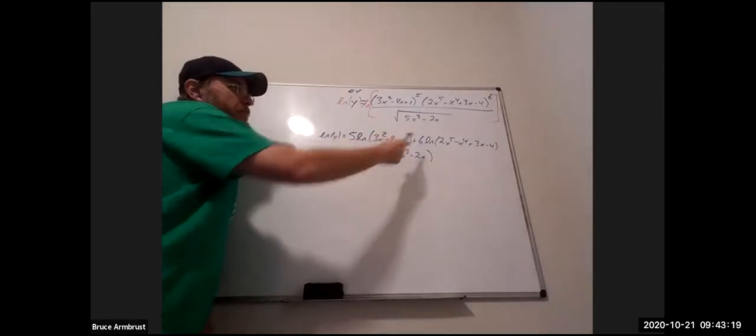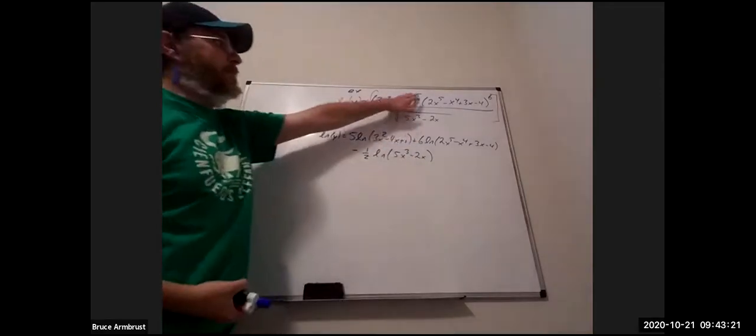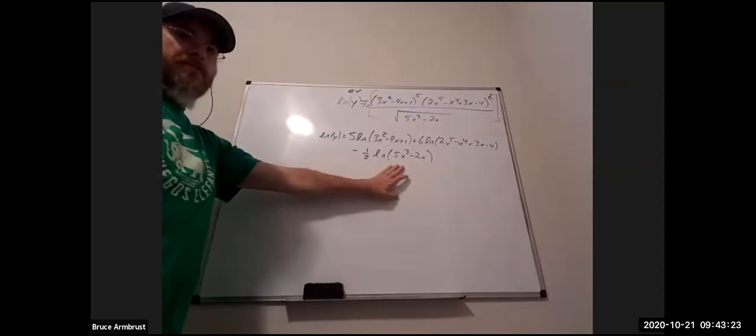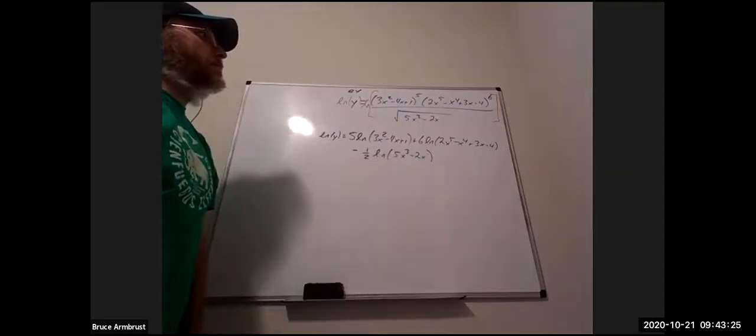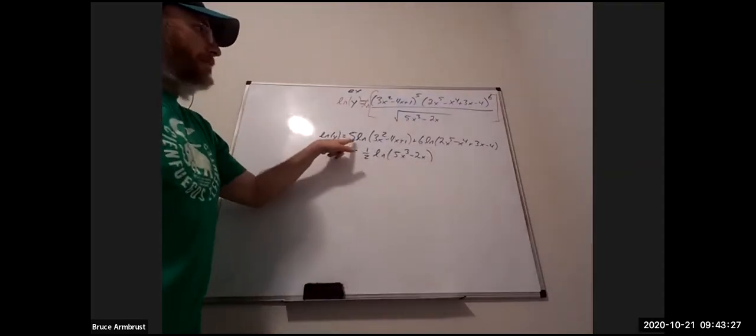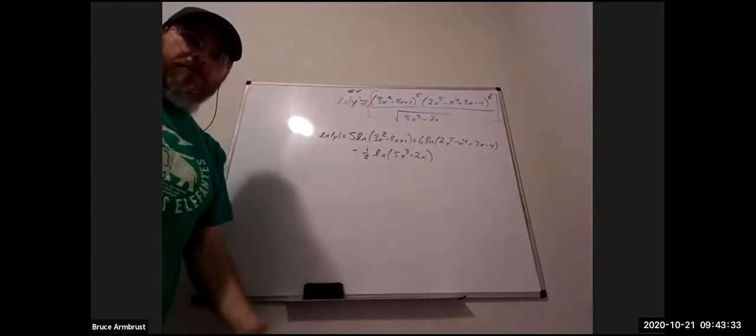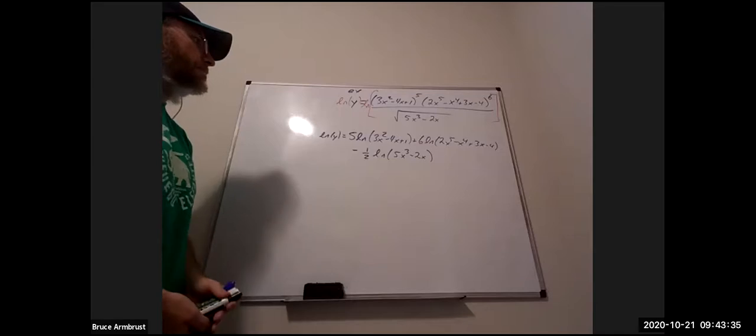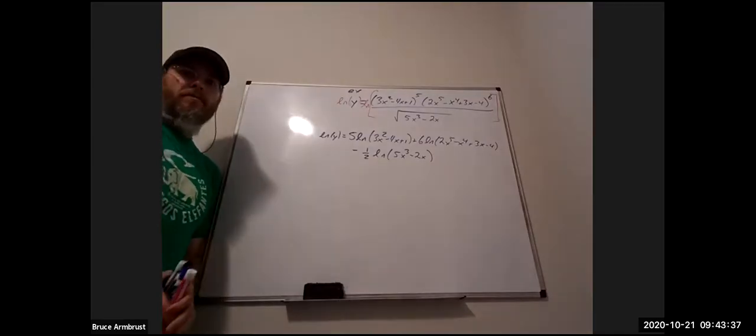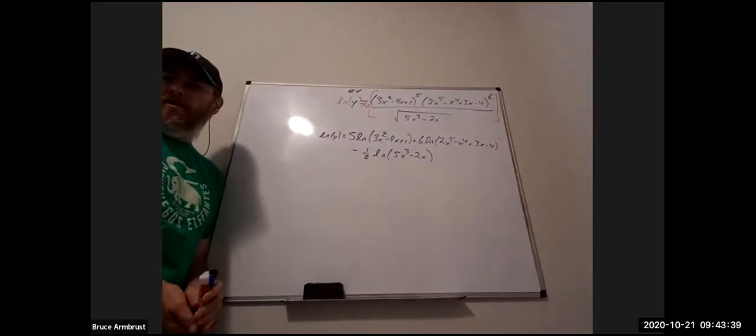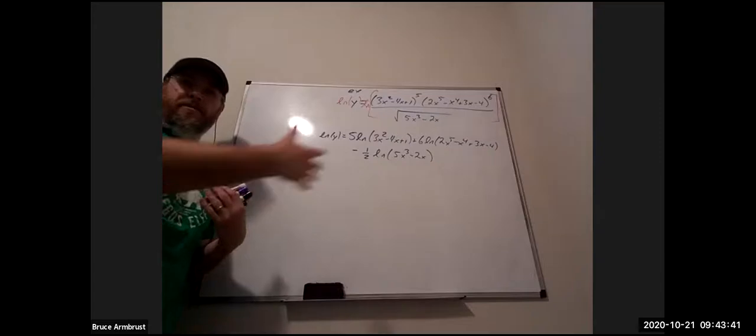So these first two are plus logs because they came from the top. This third one's a minus log because it came from the bottom. And the numbers out front, 5, 6, and 1/2, those are the powers on those pieces. Remember, square root is a 1/2 power. So rules of logs expanded it out.